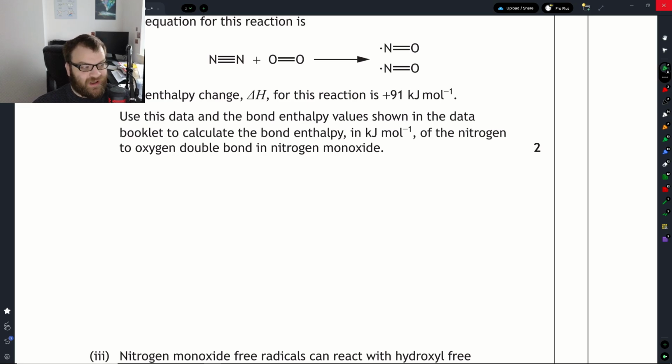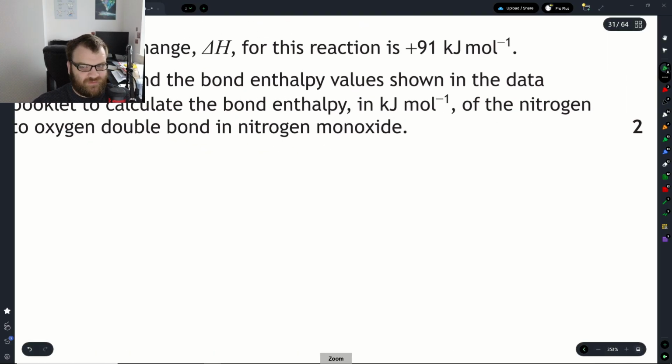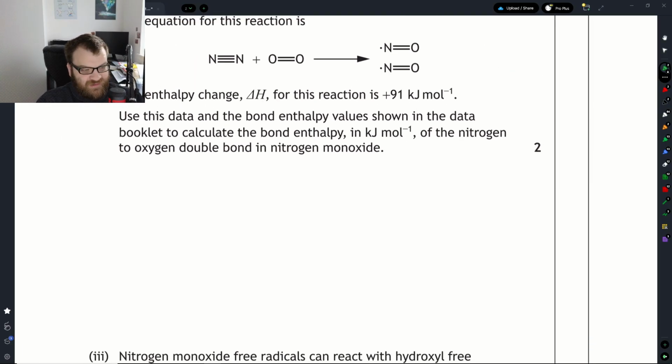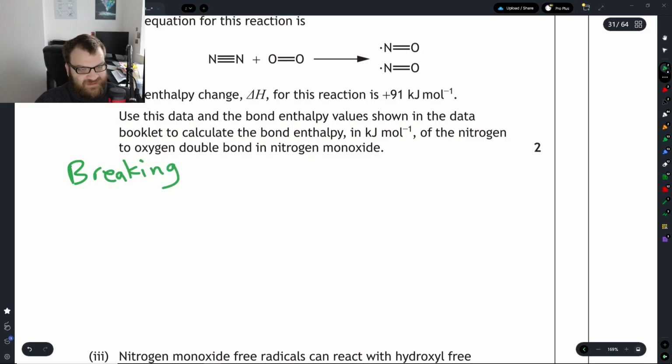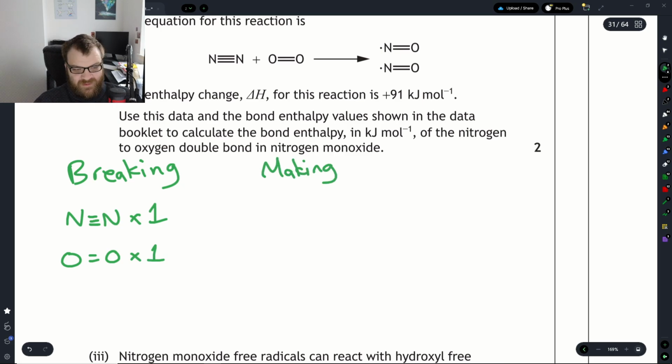Typical question, you work out the total energy for breaking the bonds and making the bonds, and then work out your enthalpy change. However, we are already told our enthalpy change. How I would set it up is I'm going to put breaking first, and I'm looking at the left hand side of the arrow. I need to break nitrogen triple bond nitrogen. I've got 1 of them. Also going to have to break oxygen double bond oxygen, again with 1 of them. Going over to my making part, I've got N double bond oxygen, and I've got 2 of them.